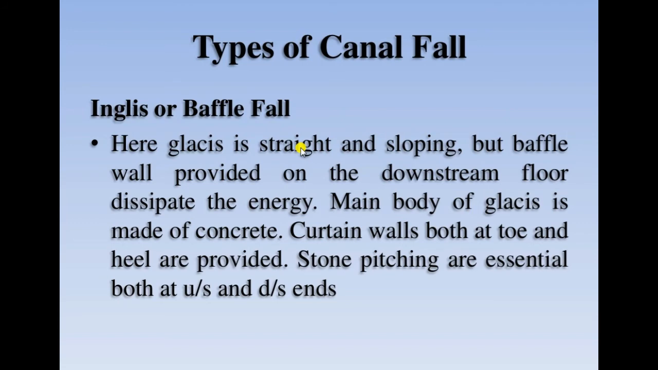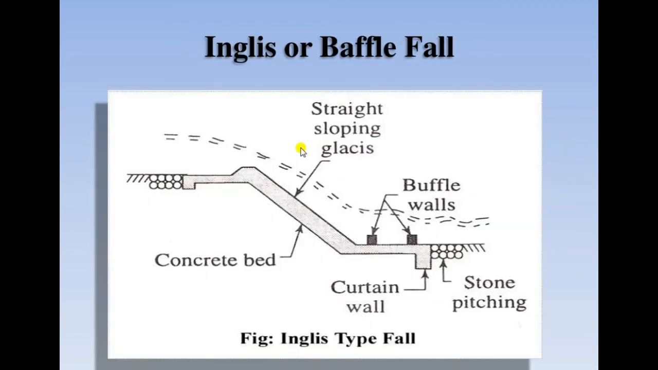English or buffalo fall. Here, the glacis is straight and sloping, but a buffle wall is provided on the downstream side floor to dissipate the energy. The main body of the glacis is made of concrete, and curtain walls at both the toe and heel are provided. Stone pitching is essential at both upstream side and downstream side ends.